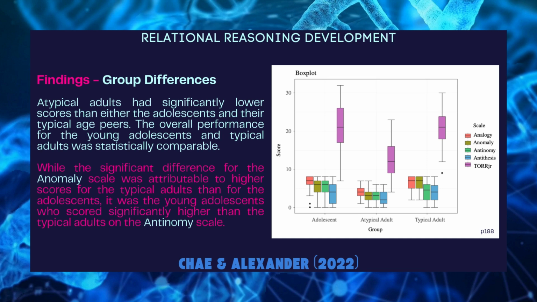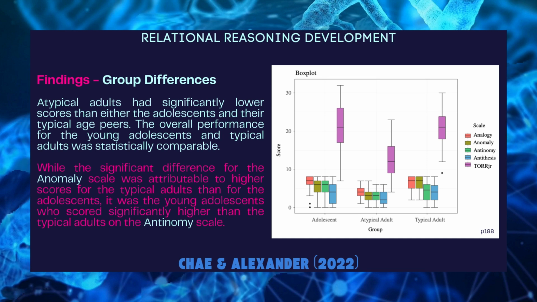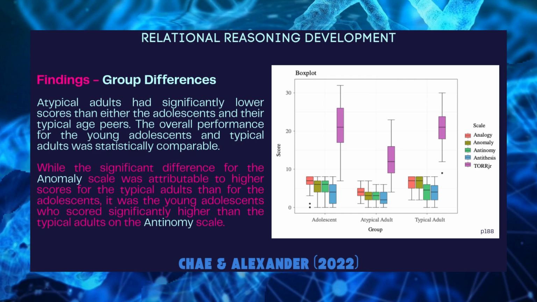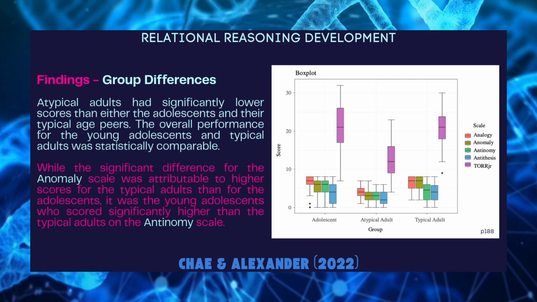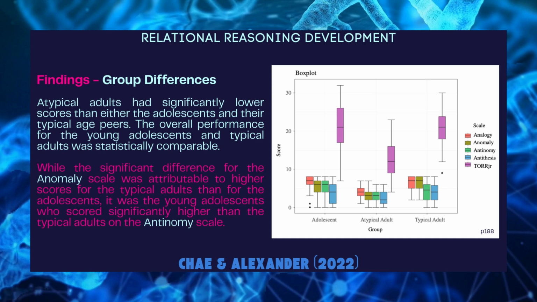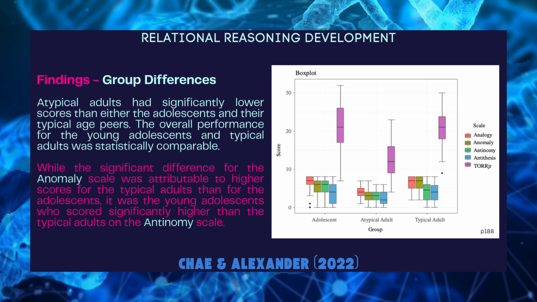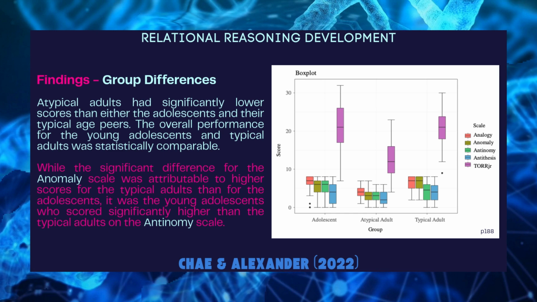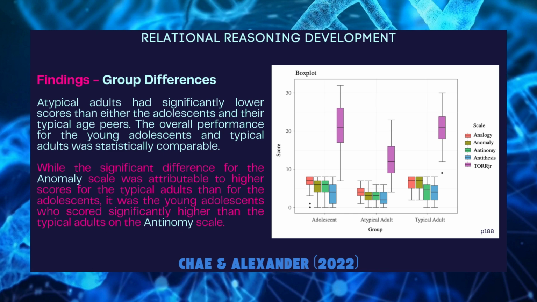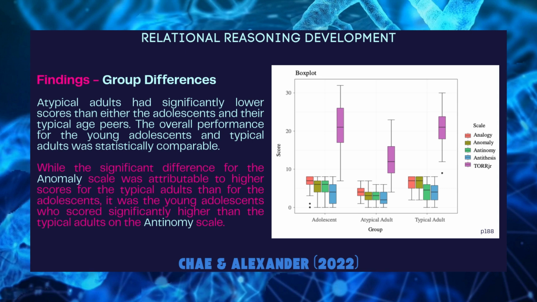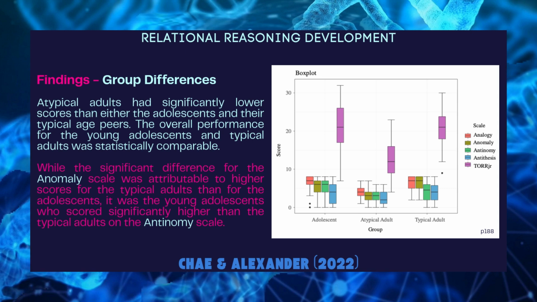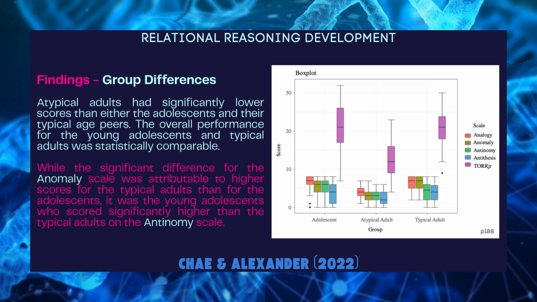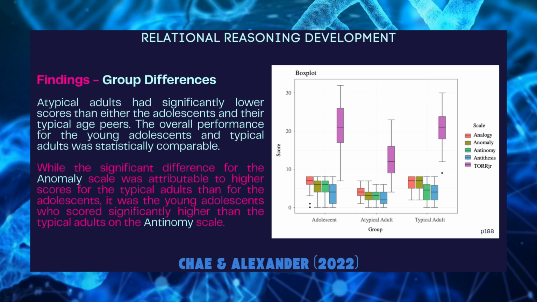Atypical adults had significantly lower scores than either the adolescents or their typical age peers. The overall performance for the young adolescents and typical adults was statistically comparable. While the significant difference for the anomaly scale was attributable to higher scores for the typical adults than for the adolescents, it was the young adolescents who scored significantly higher than the typical adults on the antinomy scale.